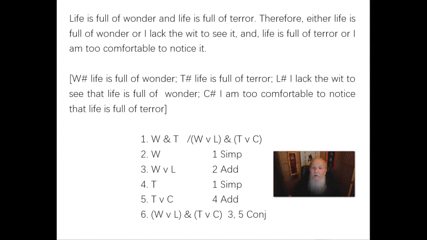Suppose I argued, life is full of wonder and life is full of terror. Therefore, either life is full of wonder or I lack the wit to see it, and life is full of terror or I am too comfortable to notice it. So I have a one-premise argument, W and T, and I want to get to W or L and T or C. Now using the rule of addition, see how I could do this. I can use simplification and get a W, and then I can use addition to get W or L. I can then break out the T with simplification and use addition to get T or C, and then I could join those 2 lines together.